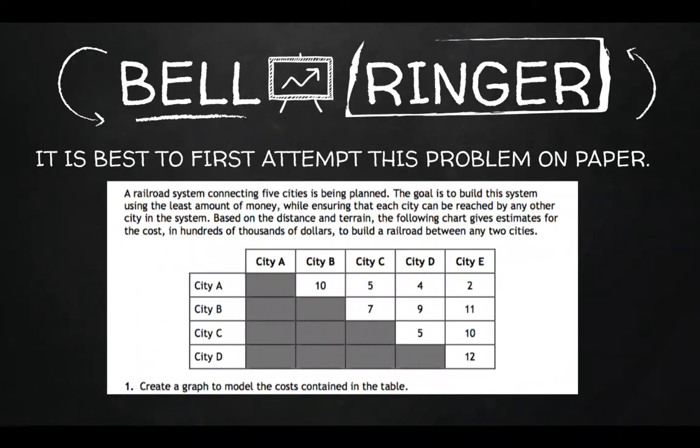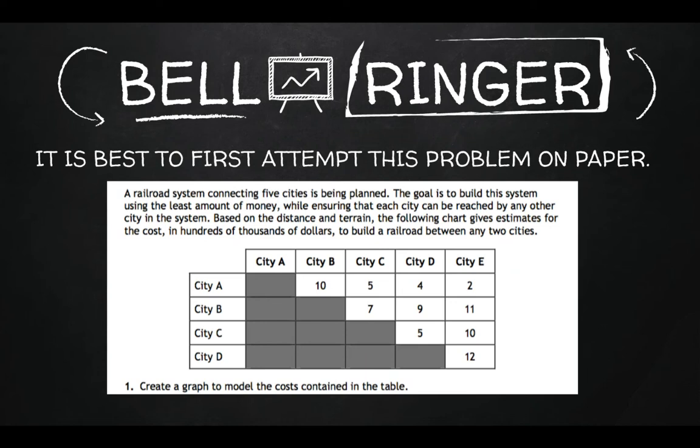Good morning. Now what we have here is a bell ringer that I wrote. It's actually the first question in this assignment in the book. It is best to attempt this problem on paper, so what I would suggest you do is look at the problem, get a piece of paper out, and get to work at it. I'm going to go ahead and read it to you.